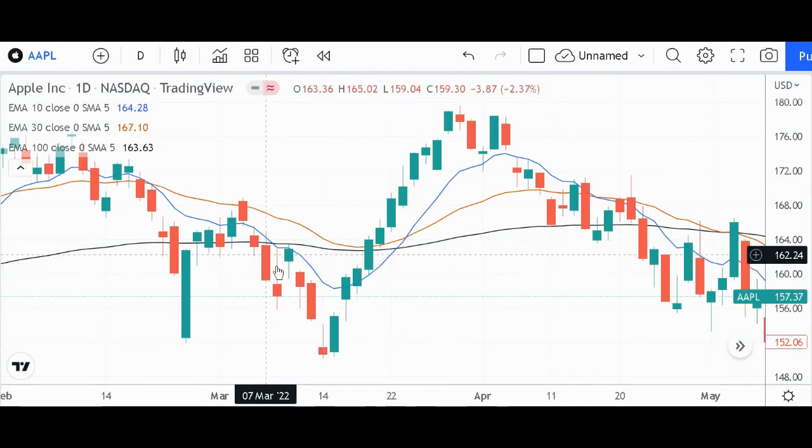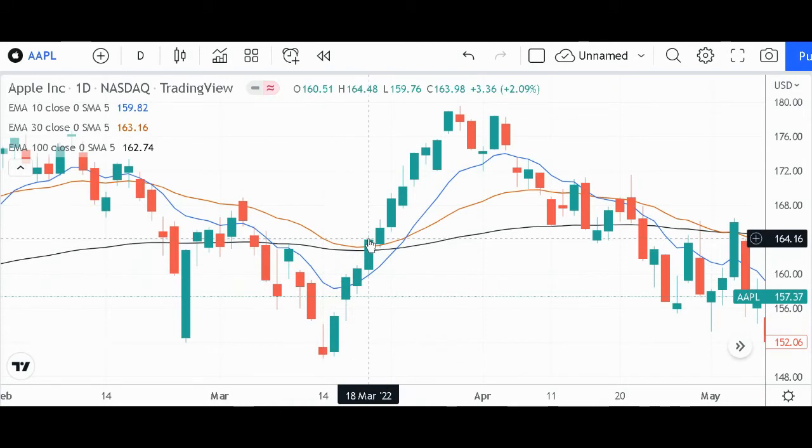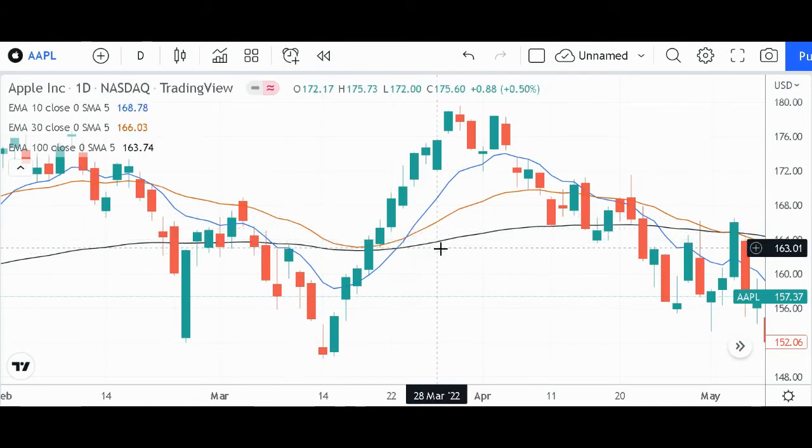But you're sitting on your hands until a candle closes, not just goes above, but closes above the 100 period EMA. And then you start watching. You're not buying yet. You're just thinking about it. You're watching more closely now. And then wait until the 10 period moving average goes above the 30. It's a crossover strategy here, but with a filter, okay?